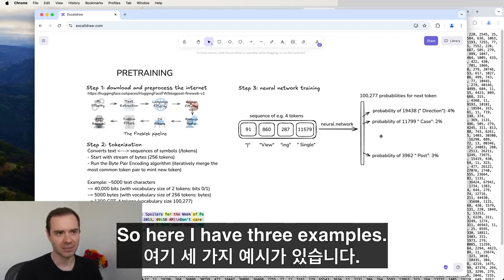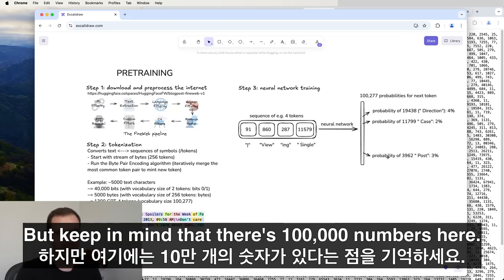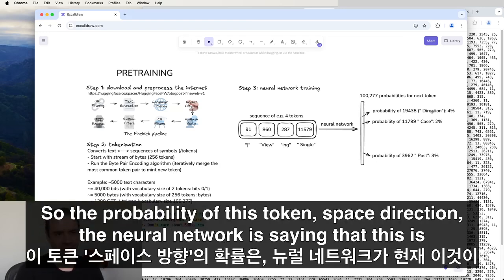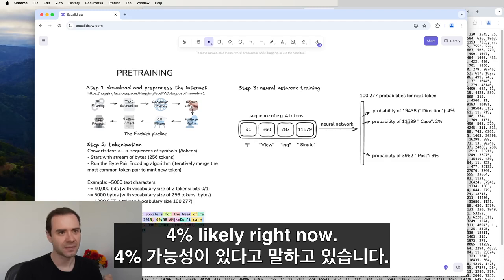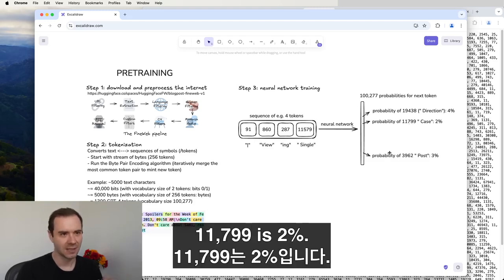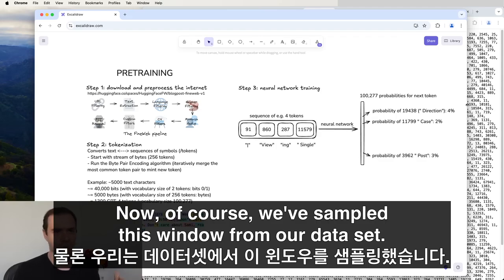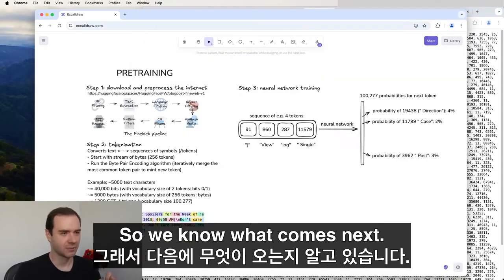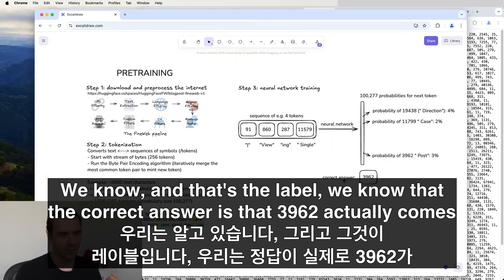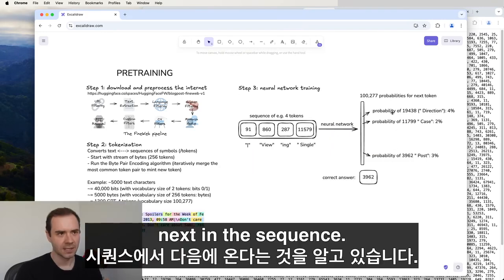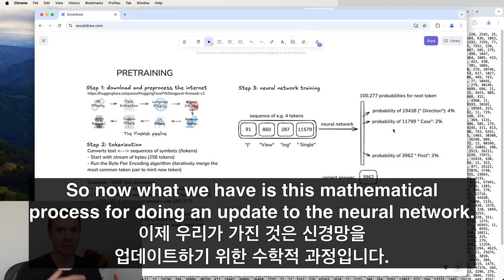So here I have 3 examples, but keep in mind that there's 100,000 numbers here. The probability of this token, space direction, the neural network is saying is 4% likely right now. 11,799 is 2%. And the probability of 3962, which is post, is 3%. Now, of course, we've sampled this window from our data set, so we know what comes next. We know, and that's the label, that the correct answer is that 3962 actually comes next in the sequence.